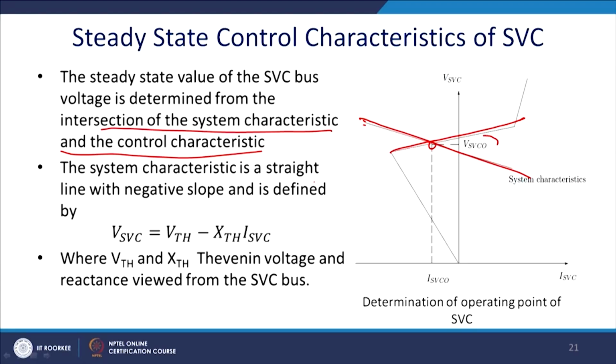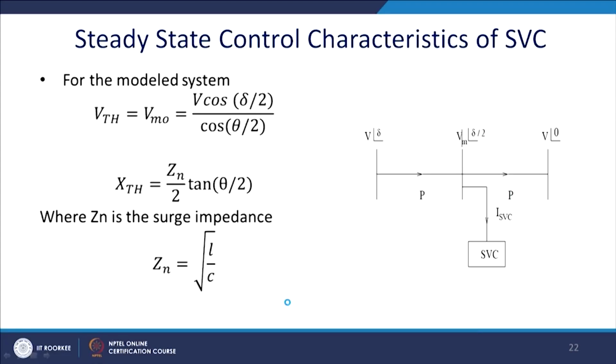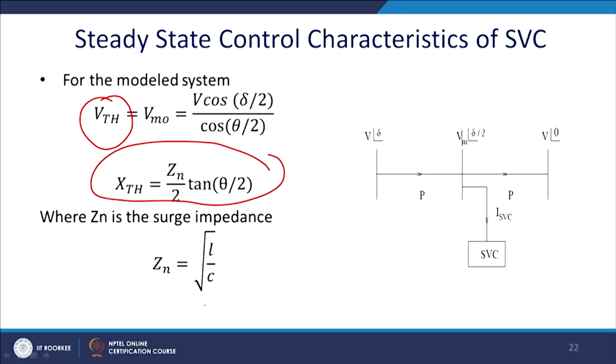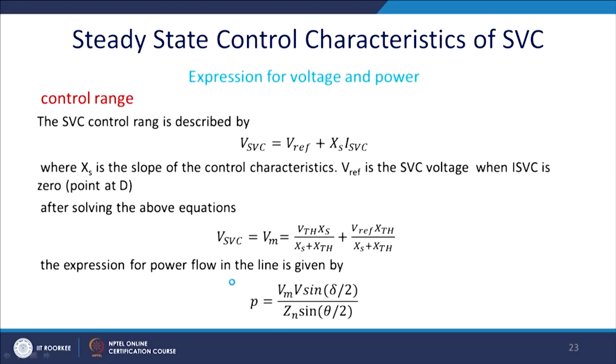The system characteristic is a straight line with a negative slope defined by V_SVC equal to V_TH minus X_TH into I_SVC, where V_TH and X_TH are the Thevenin voltage and reactance viewed from the SVC, where the point SVC is connected. So, from there we can go to the calculation. Since it is a midpoint controller, we can find it out, that will be V cos delta by 4, and so from there this is the X_TH, and the surge impedance will be given by the square root of L by C. So, we can have a control range.